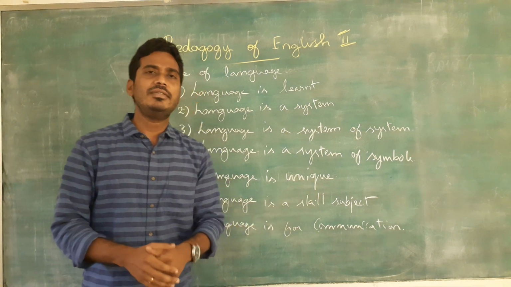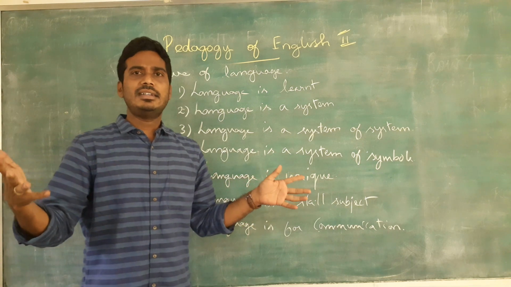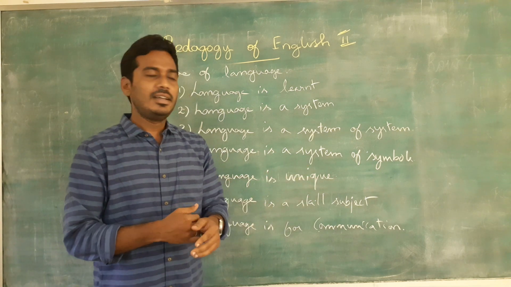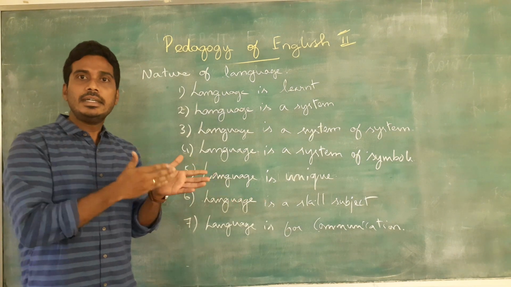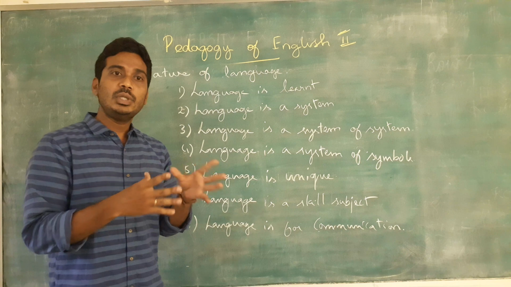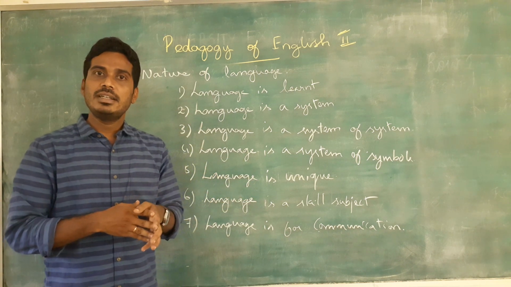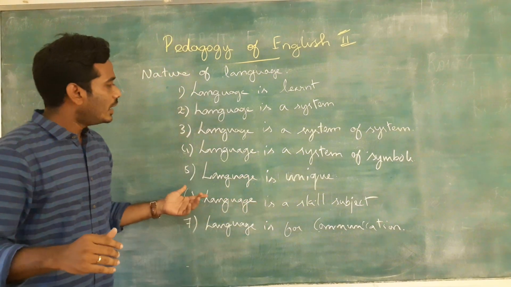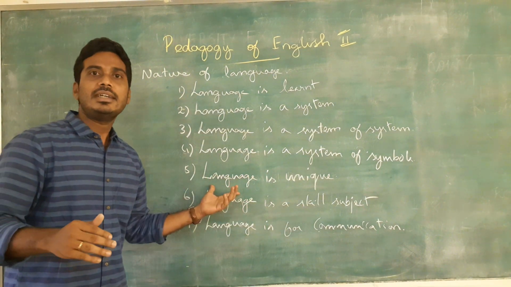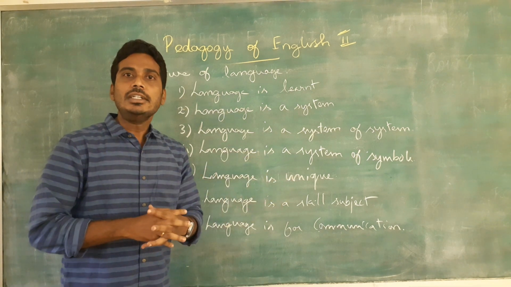Language is unique means every language, you take Tamil, English, Chinese, other languages, Malayalam, Telugu, whatever it is, every language is unique in its own way. You cannot say that English and Tamil are the same language, which follows the same pattern. For example, in English we have 26 alphabets, and in Tamil we have 256 something. So it is unique. English is English and Tamil is Tamil, so both of them cannot be taken together.